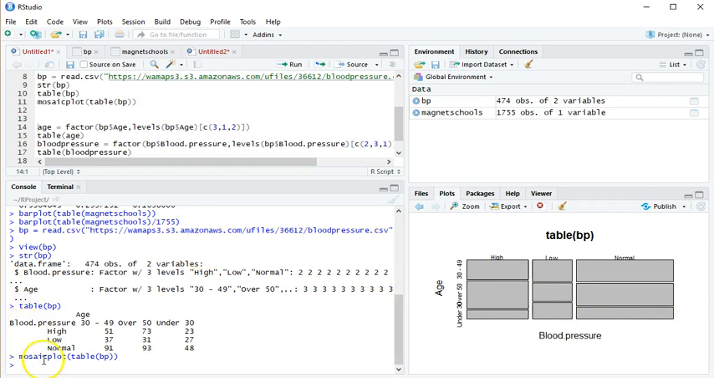But at that point, yeah, there definitely does seem to be a difference. It's hard to read, and the under 30, I guess, is the bottom. This bottom rectangle right here, under 30, seems to have much more low blood pressure than the other age groups.